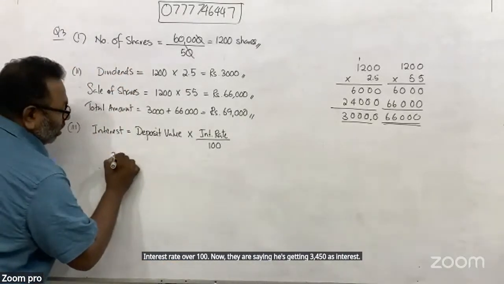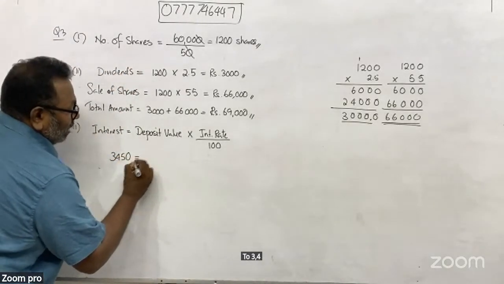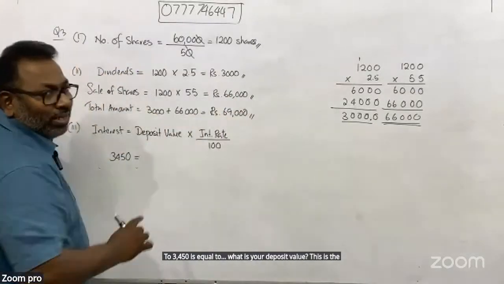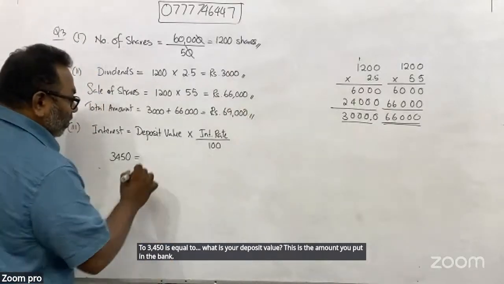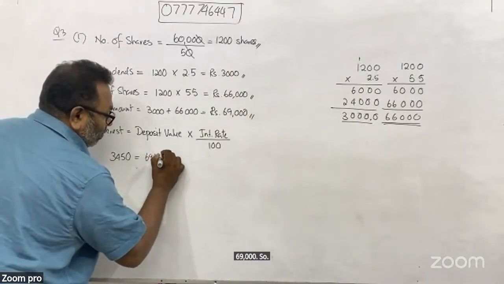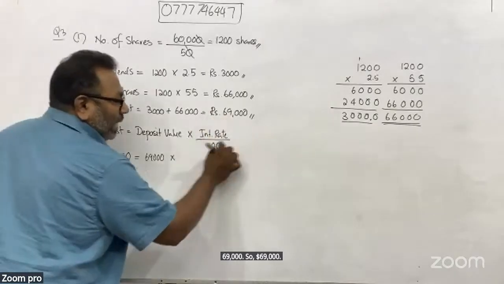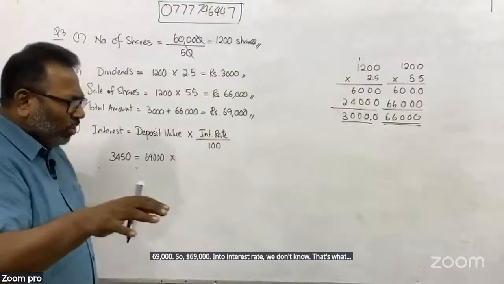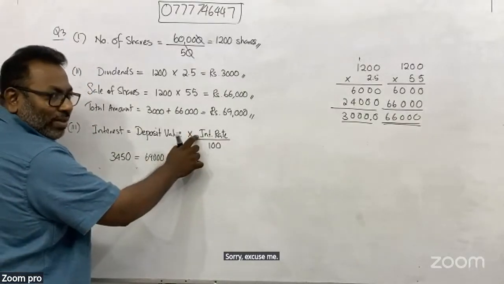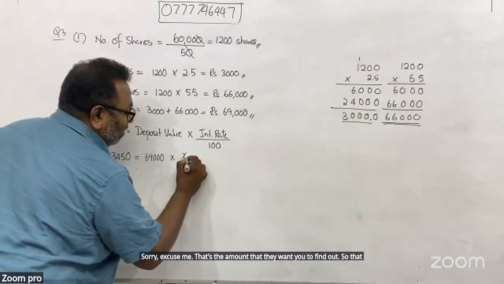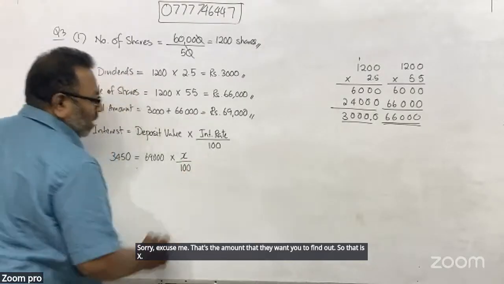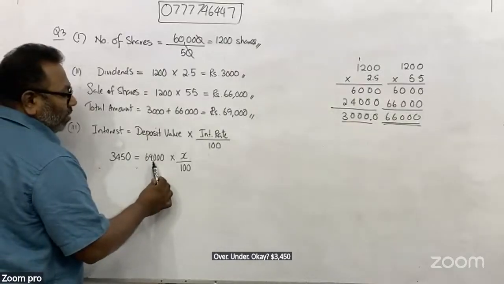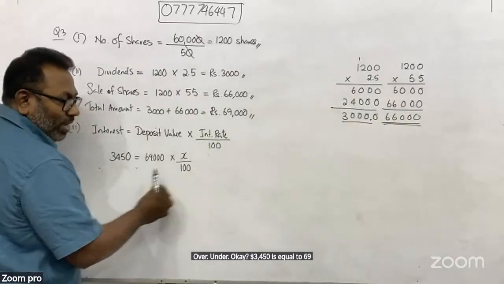So 3,450 is equal to, what is your deposit value? This is the amount you put in the bank, 69,000. So 69,000 into interest rate, we don't know. That's the amount that they want you to find out. So that is X over 100. Okay. 3,450 is equal to 69,000 into X over 100.